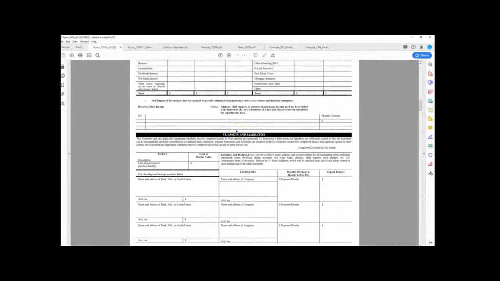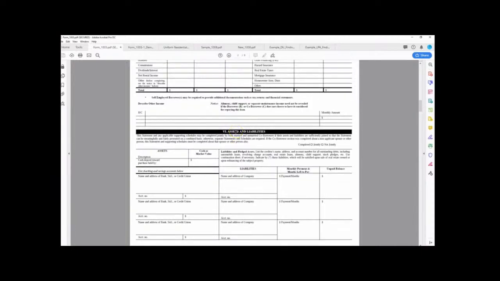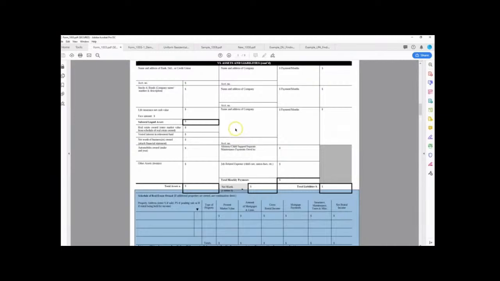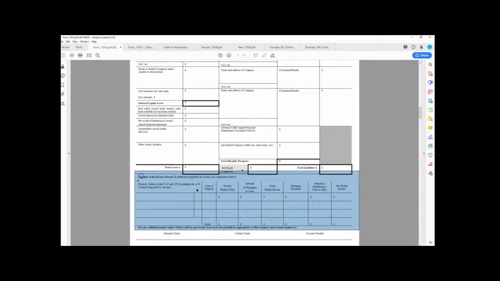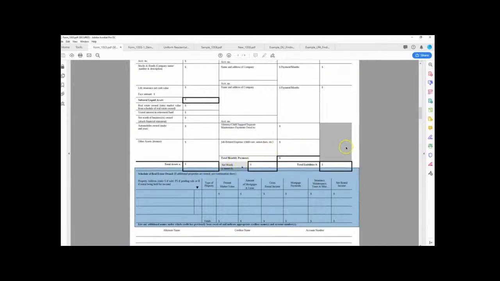If something that the borrower has is not on the credit report, you do have to manually input it into your system so it can show up on the 1003. Okay. The next page continues on with the assets and liabilities. Over here in blue, it has the real estate owned section. So if the borrower currently owns properties, you want to make sure that's completely filled out and accurate.